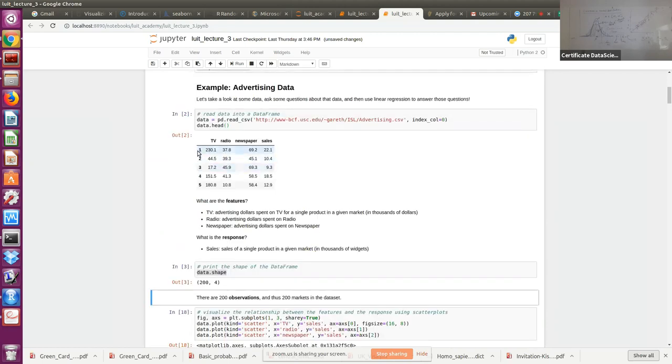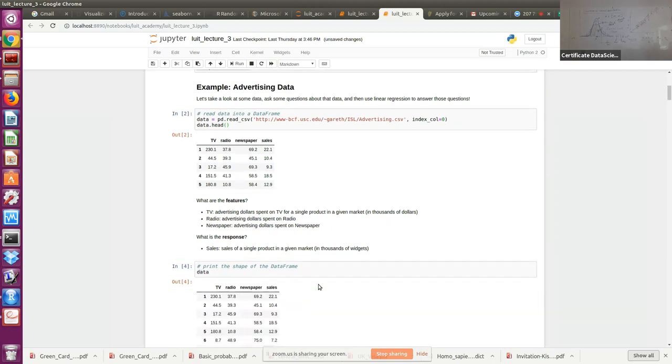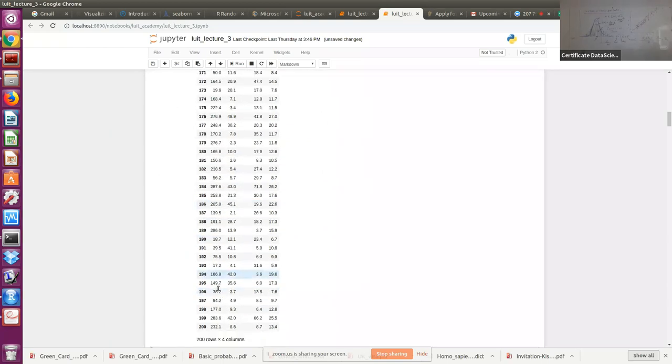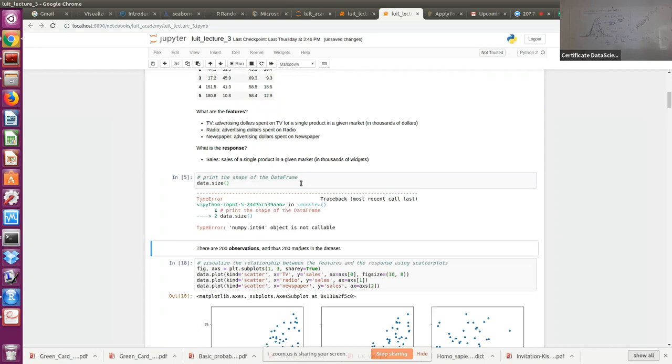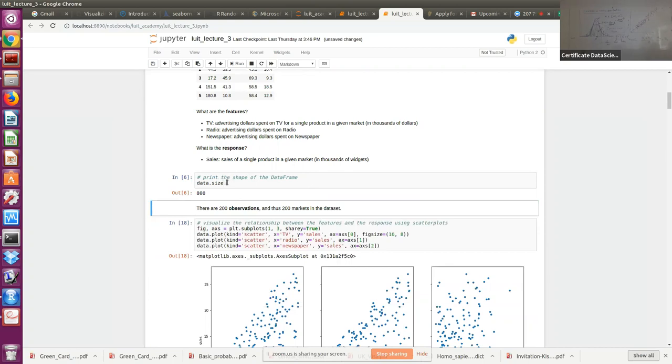When you do head, it only shows you the first five rows. But actually there are 200 rows I can print out. Let's see what happens if I just type data. See, it will show you all these data points. But we don't want to see all of them. Maybe I can call size. Oh, size is not a function, it's an attribute. So this is size, and the size is 200 times 4, 800 total. Shape is the structure, 200 rows by four columns.